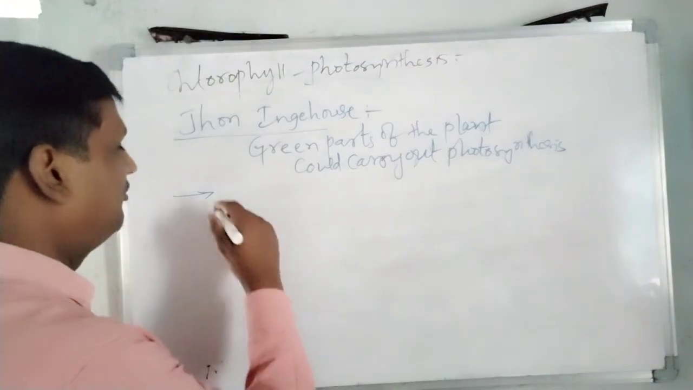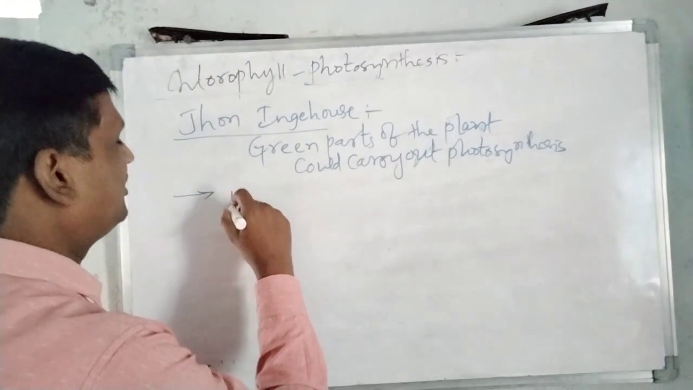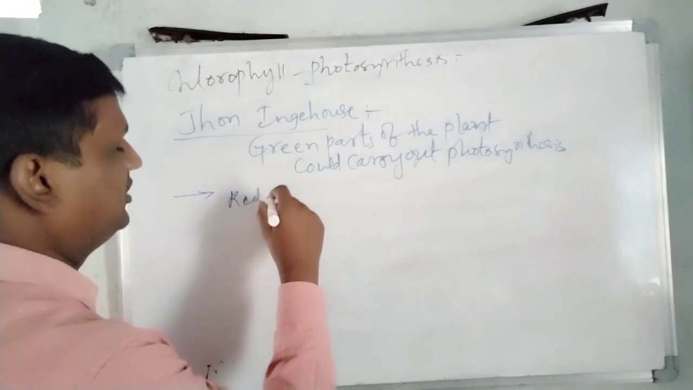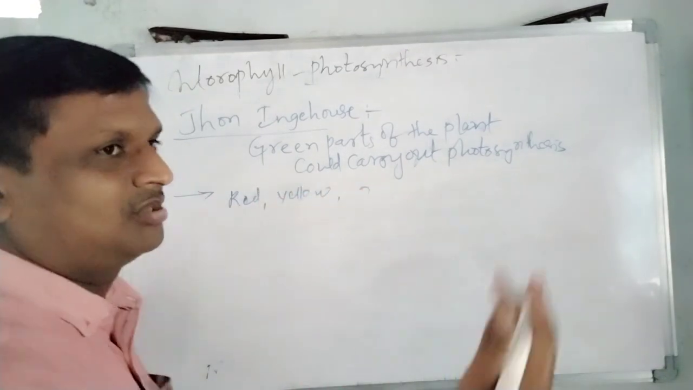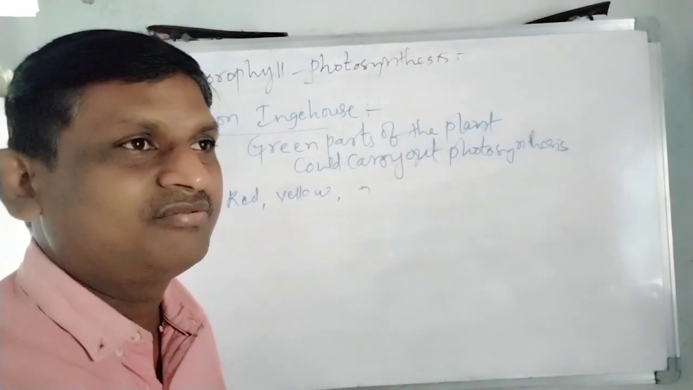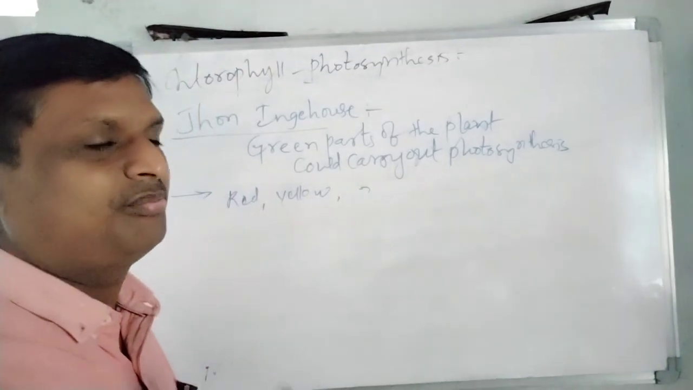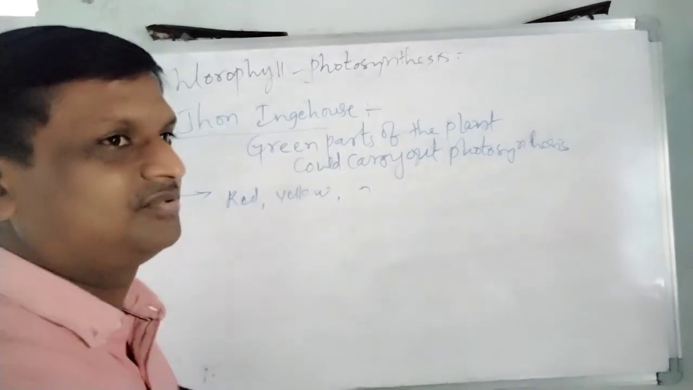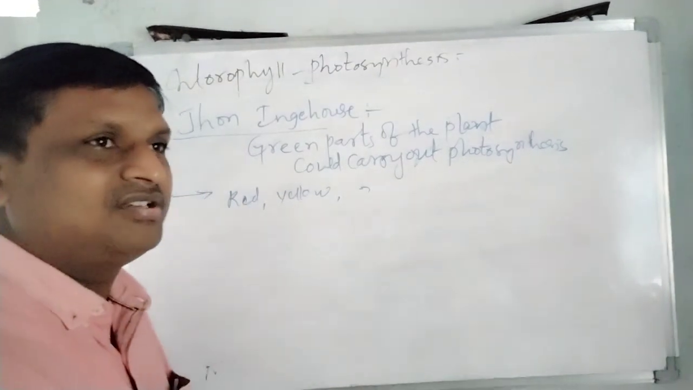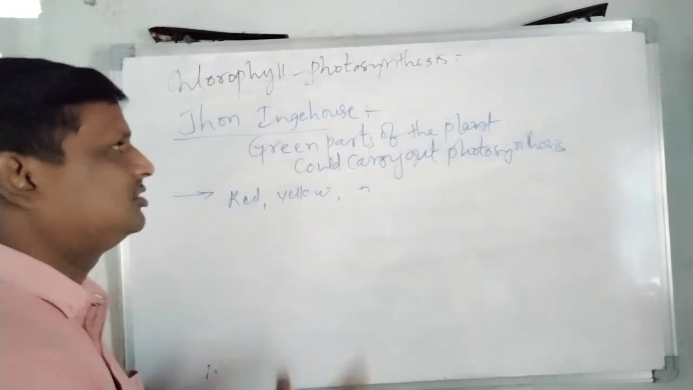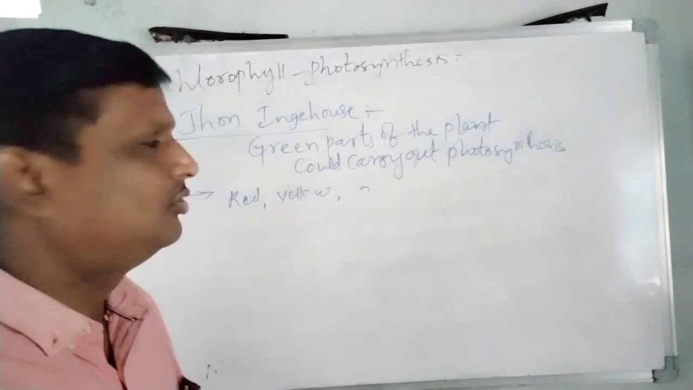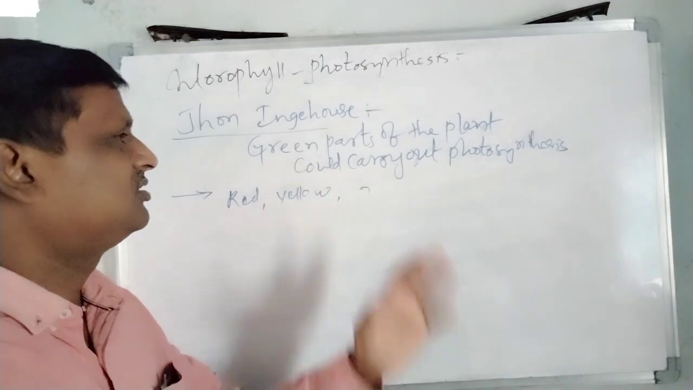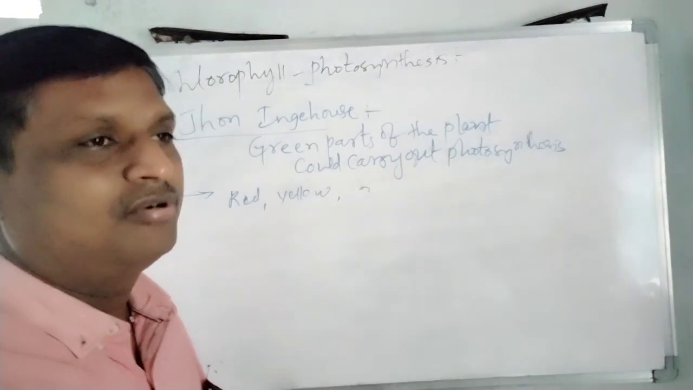What about the leaves which are red in color, or yellow in color, or some other colors? Could they prepare the food material by themselves, or could they carry out the process of photosynthesis? Other scientists raised these questions against John Ingenhousz, but he could not answer. He only said that green parts of the plant could carry out the photosynthesis process.